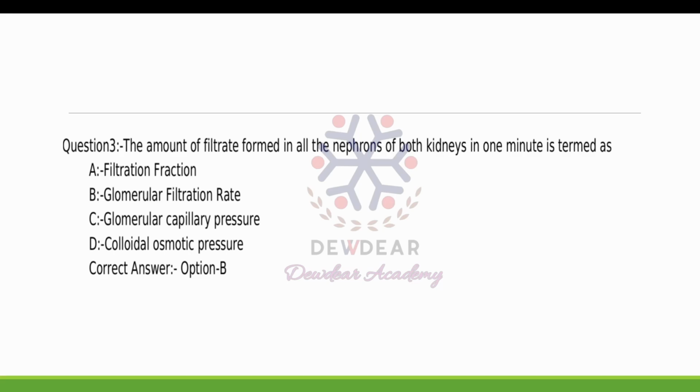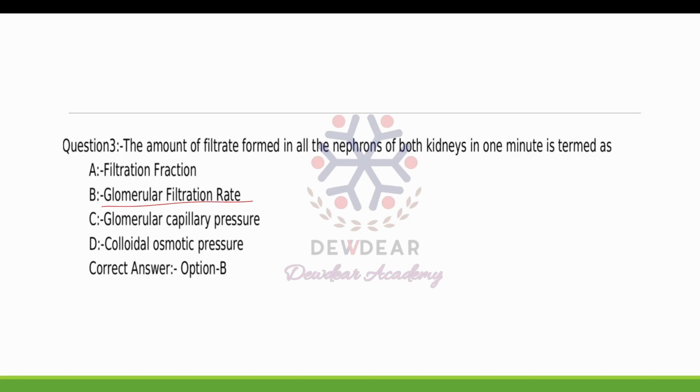The amount of filtrate formed in all nephrons of both kidneys in 1 minute. The correct answer is option B, that is glomerular filtration rate. So what is glomerular filtration rate? GFR, or glomerular filtration rate, means the rate at which the kidneys filter the blood to form the filtrate.